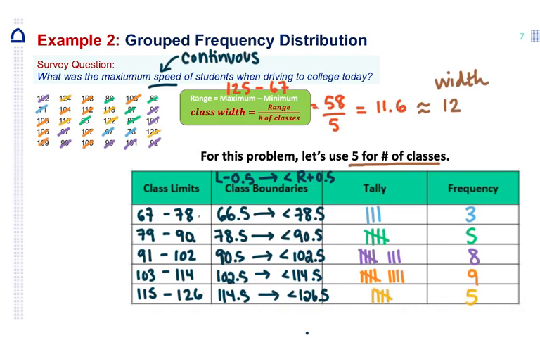Let's double check, make sure I didn't miss anything. Remember, the sum of the frequencies is the total number of data items. So when we add that up, we get 30. That's correct, and should be 30, so we didn't miss anything. It's the same data, just organized into a table with 5 rows instead of 7 rows.